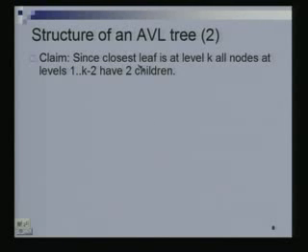Now let's make another claim. If the closest leaf is at level k, then all nodes at levels 1 through k minus 2 have 2 children in them. Every node on these first k minus 2 levels has to have 2 children, right? And why have I said k minus 2 and not k minus 1? Because a node at level k minus 1 can have the leaf as its only child.